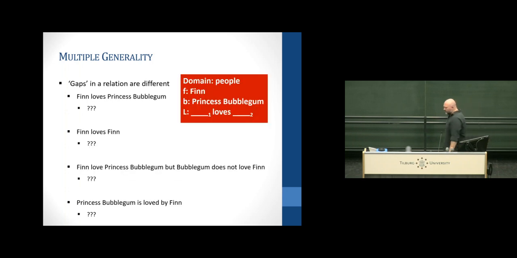Here's a run-up. Gaps in a relation can be different. So take a domain of people, and let's just assume that Finn and Princess Bubblegum are in this domain, and we have our loves predicate. Now the loves predicate, we're going to write it where L is the predicate, and then the lover takes the place right next to it, and the beloved takes the second place. So how would we write Finn loves Princess Bubblegum, using this key?